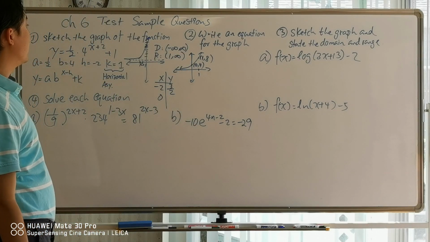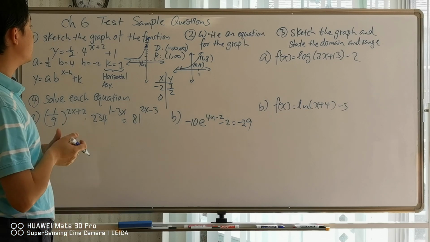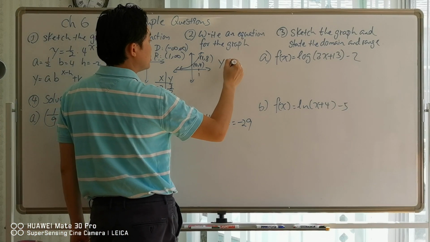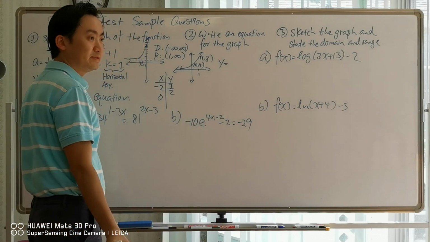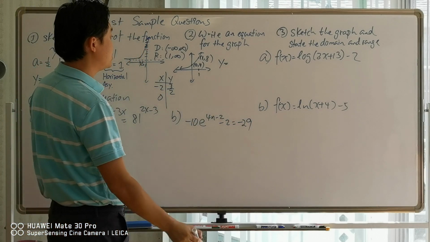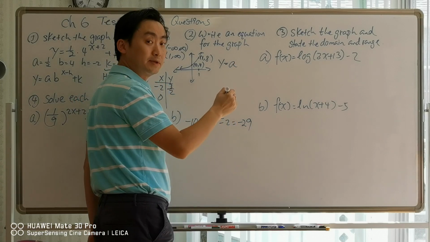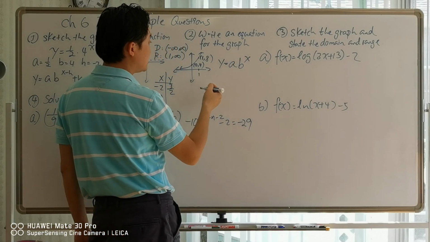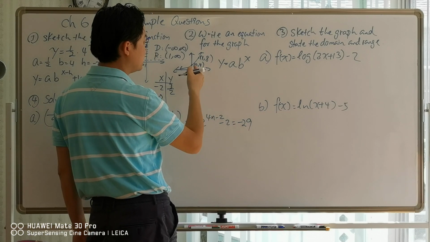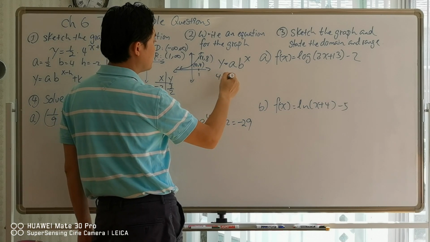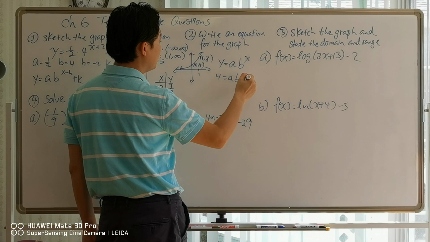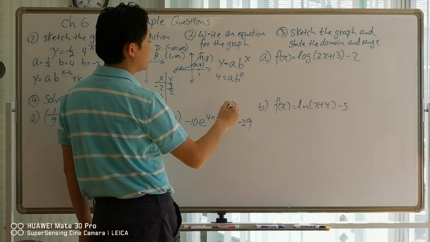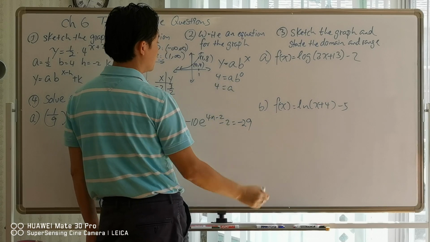Okay, so now what about another one, number 2? An equation for the graph. Without any transformations, any phase shift, or vertical translation, we can use y equals a times b to the power of x. Starting with the y-intercept, plugging in 0 and 4 for x and y, we have 4 equals a times b to the power of 0. b to the power of 0 is 1, so the value of a is 4.